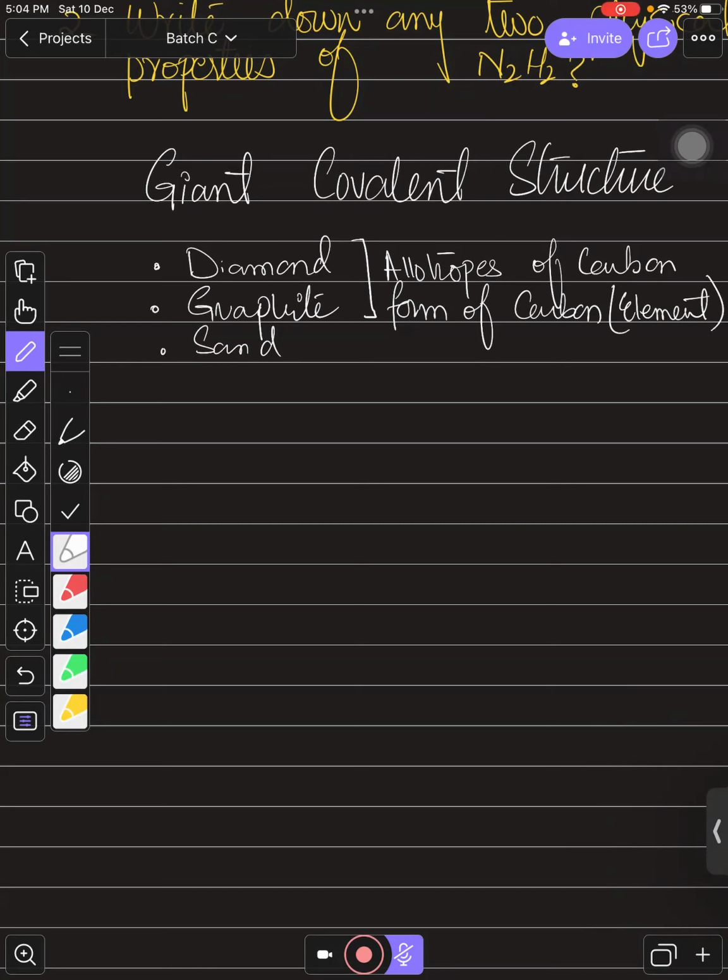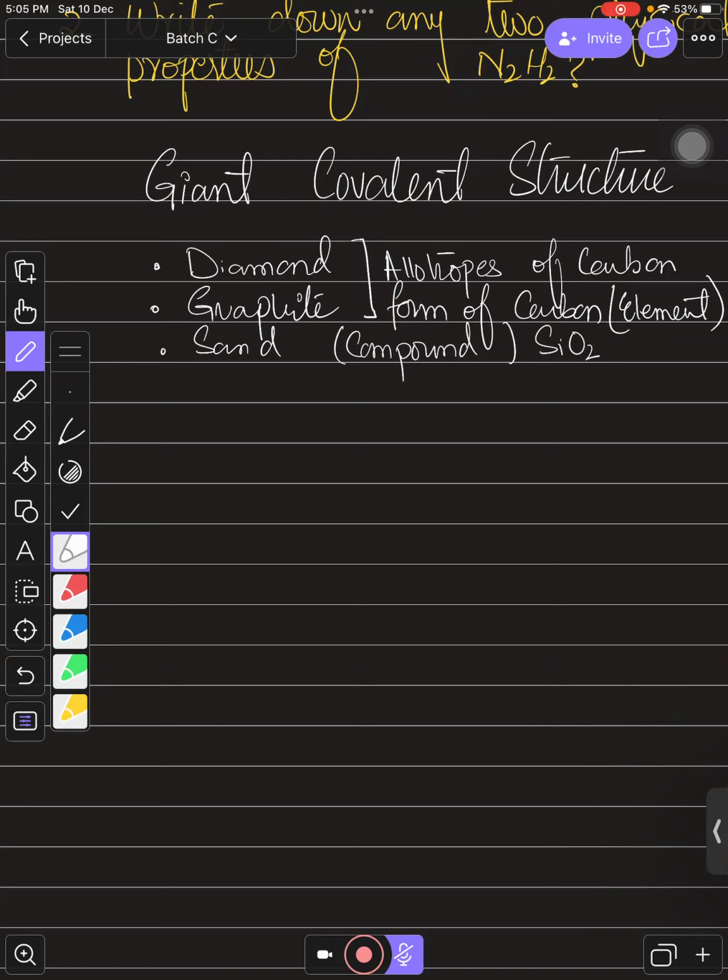Only carbon is there, many carbon atoms together, okay? And nothing else is attached to them, okay? Then sand is a giant covalent compound, and the formula is SiO2, right? SiO2, right, children? Yes, sir.